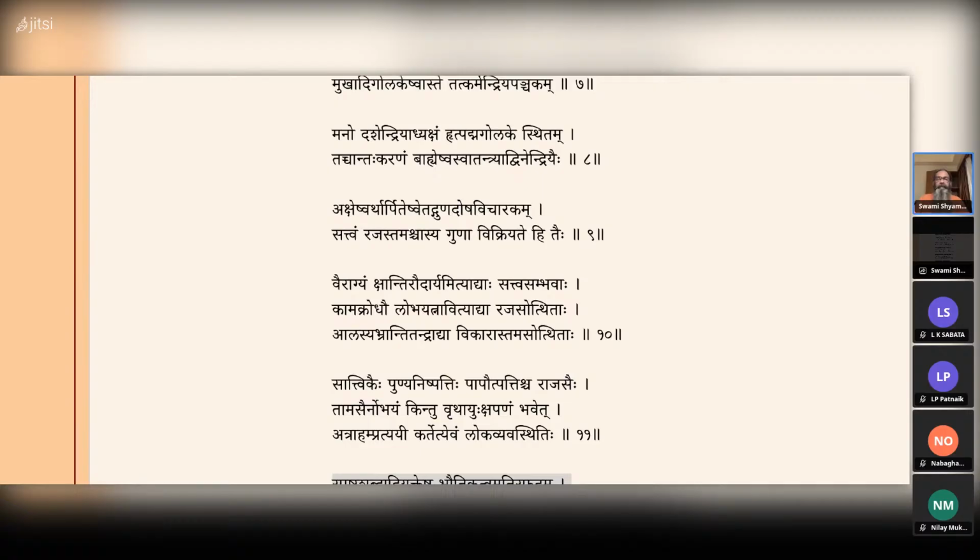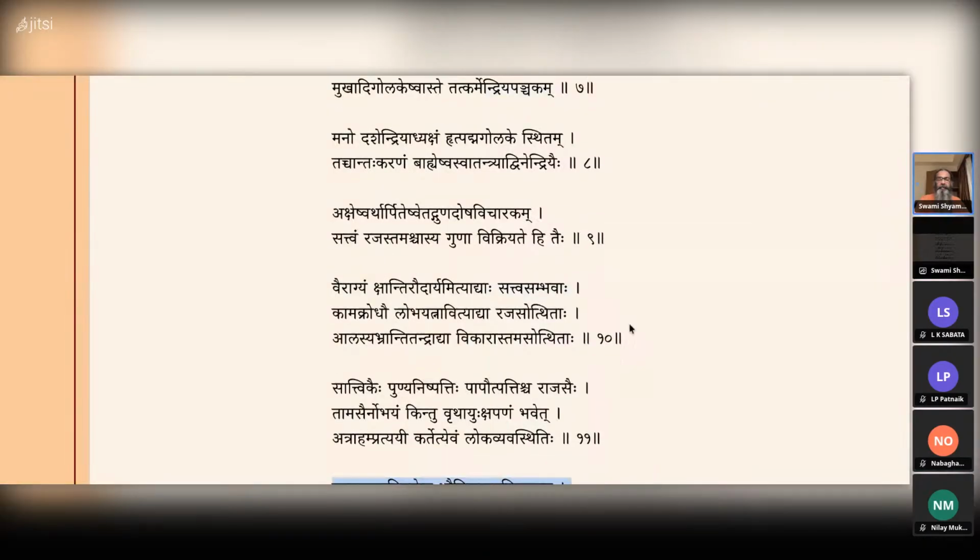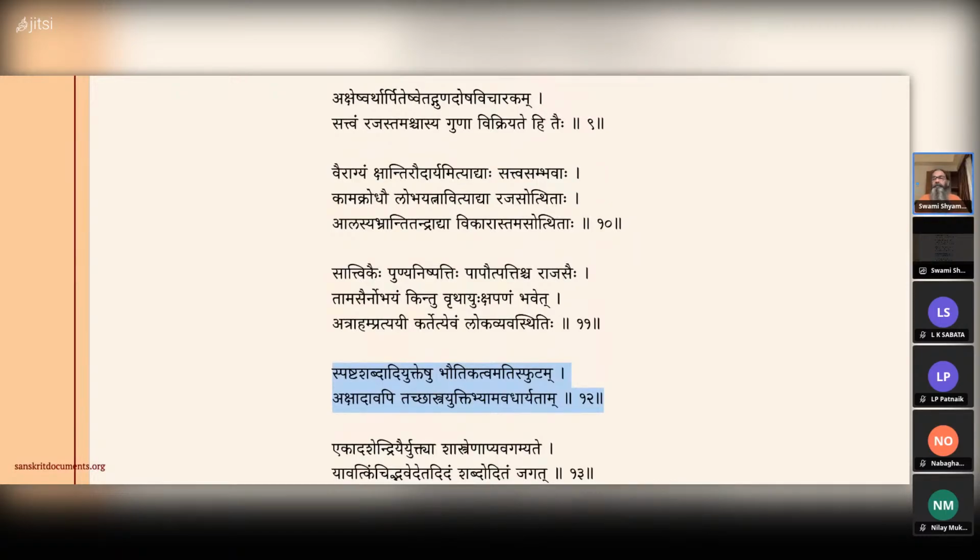Akheshwartha pitehi piteshu etad guna dosha vicharakam sattvam rajas tamasasya guna vikriyate hitehi. Therefore, these gunas, it undergoes different kinds of changes and it behaves in different forms. Sometimes it appears to be very, very active, very spiritual, very meditative. At another point of time, it is very, very disturbing. Right? So all these things are possible. Now, the next two verses we will do together.